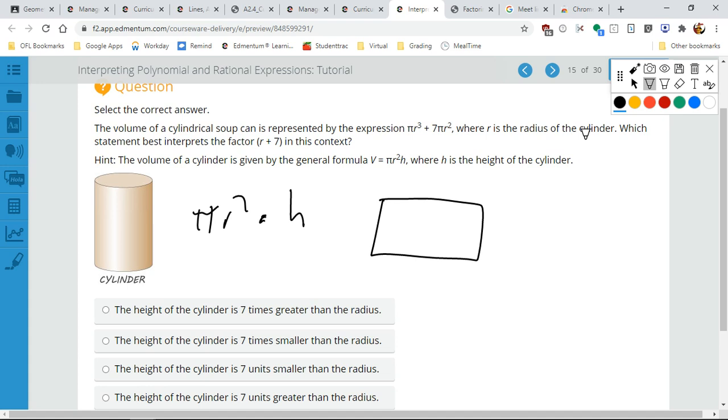So in this case, we have this pi r cubed, and then that's going to be plus 7 pi r squared. Well, if we know our height, if we know that this has to be pi r squared, this is a different type of box method, by the way. This isn't a trinomial, it's a binomial.